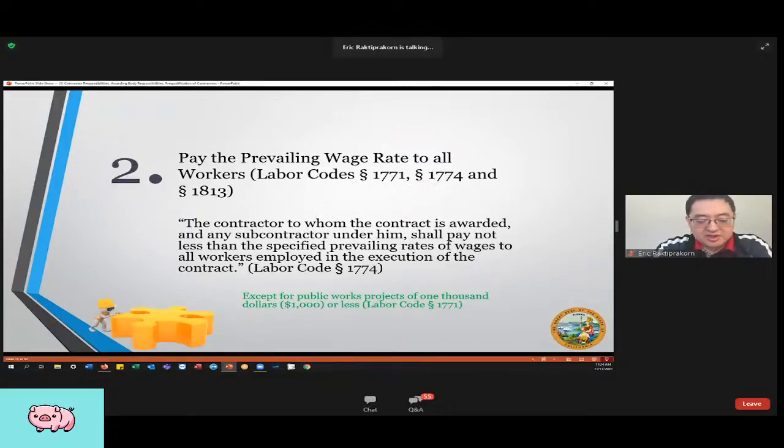Another core obligation that contractors must meet on public works projects is that all contractors on a public works project must pay the prevailing wage rate to all workers. And you see a threshold there, except for public works projects of $1,000 or less. Can move on to the next slide.